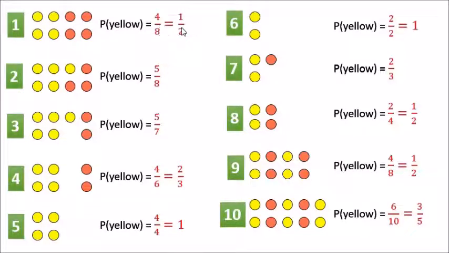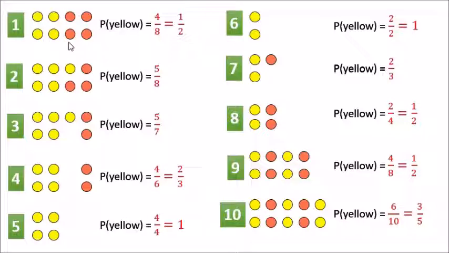Now, I have simplified the fractions at the end of these. I haven't bothered to write them as decimals or percentages because when you're given a diagram like this and you're given a fixed number of outcomes, it's simpler just to leave it as a fraction. And you don't actually need to simplify the fraction either. You can leave it as 4/8 and that's absolutely fine.